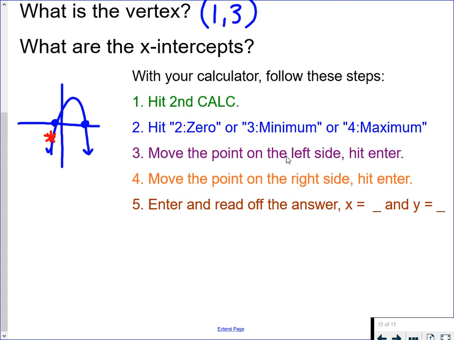Then I'm going to travel back up, but not enough that I include this dot, just enough that I get a good barrier to basically say, hey, between this dotted line and this dotted line, I want you to tell me where it crosses the x-axis. So you press enter, and it tells you -0.220.